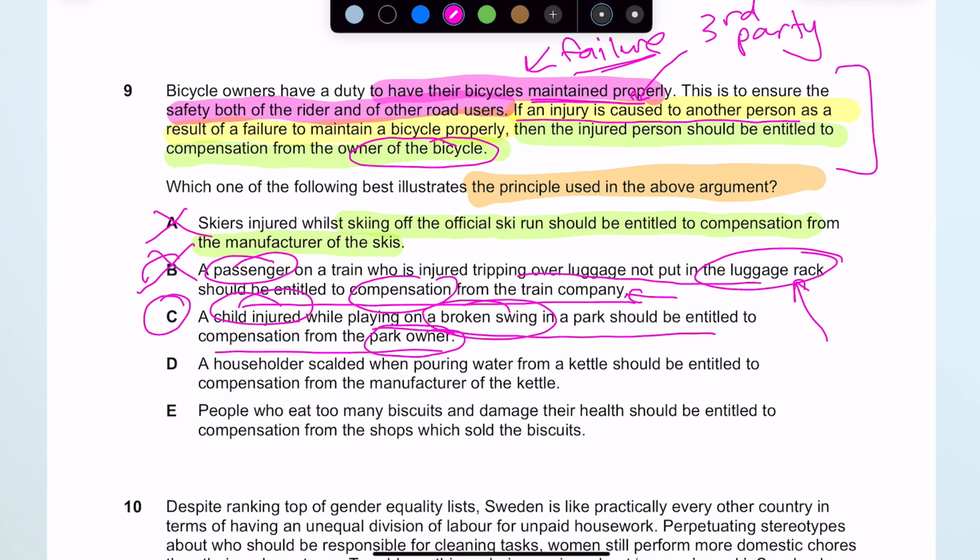So a householder scalded when pouring water from a kettle should be entitled to compensation from the manufacturer of the kettle. We've got the manufacturer, we've got a third party. We do not, in fact, have poor maintenance. And also, in this case, the householder is technically the owner of the kettle, so it doesn't really make sense either. So people who eat too many biscuits and damage their health should be entitled to compensation from the shop which sold the biscuits.